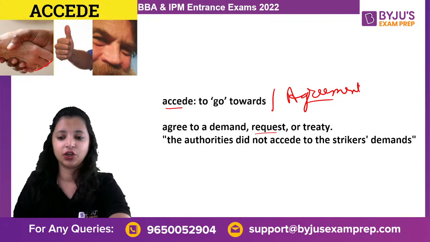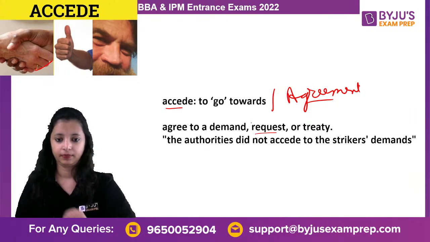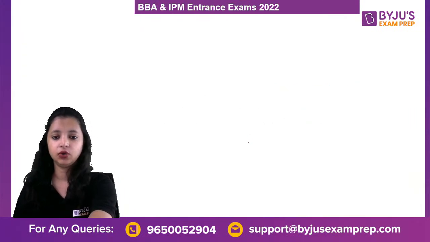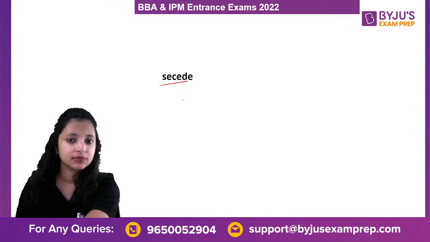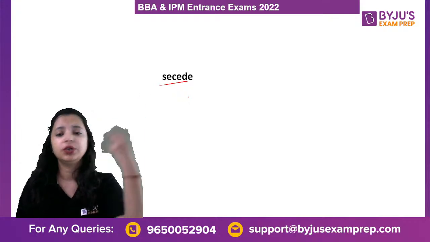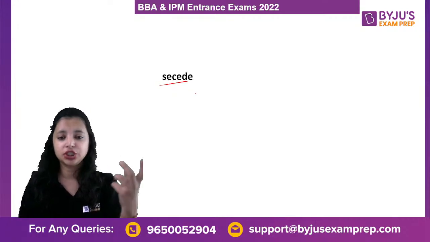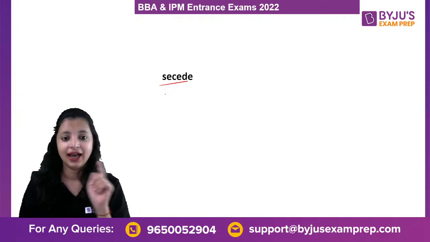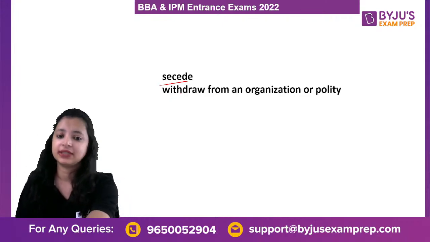Okay, yes, very good. Now, let us move to the next word. So here is the next word. Succeed. What is succeed? Succeed is when you go towards achieving something and you willfully and happily achieve it. You succeed. And the next word is secede. Secede is different from succeed.